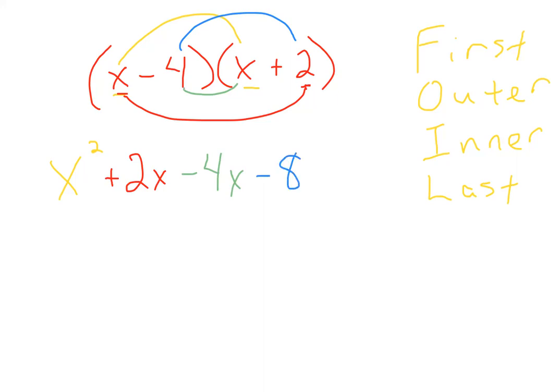At this point, we cleaned up and we looked to see if there are any like terms, and the answer is yes. I have a 2x minus a 4x. Well, 2 minus 4 gives me a negative 2x. That is FOILing.